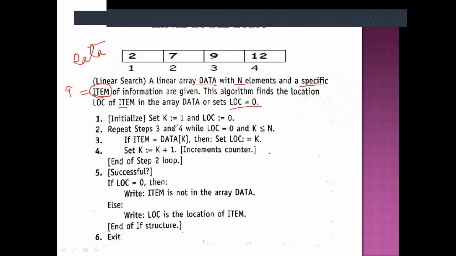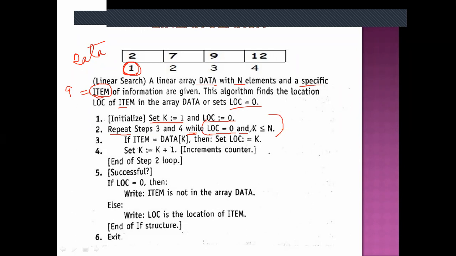Since I have to start from the first location, and I'm assuming that the first element is present at location number 1, I have taken one variable k that I have initialized to 1, and location is, right now I'm assuming that the element is not there, so location is 0. Then I have written repeat. Repeat means you can say a while loop. While location is 0 and k is less than or equal to n.